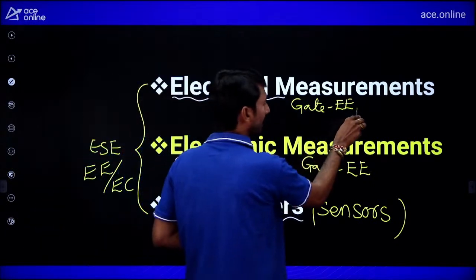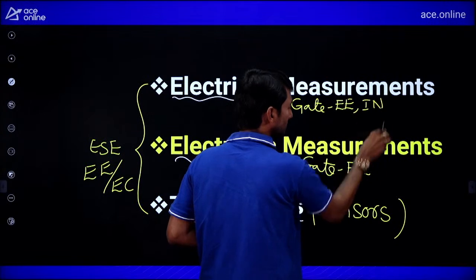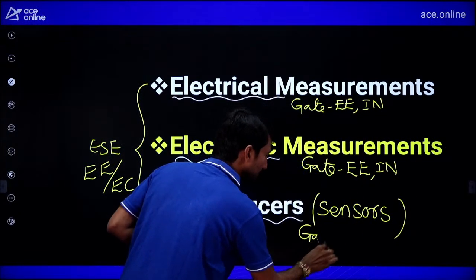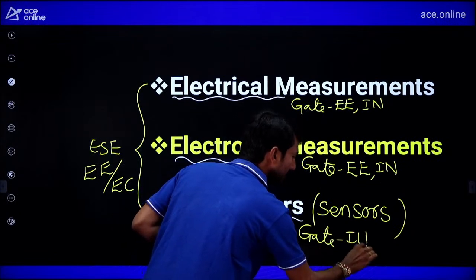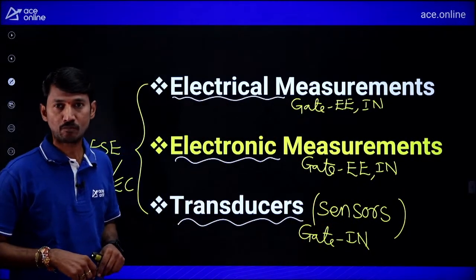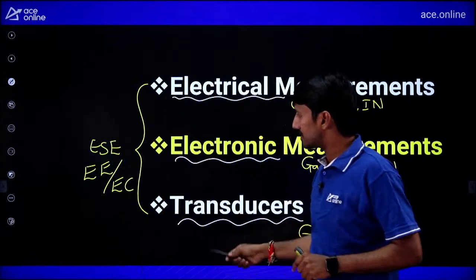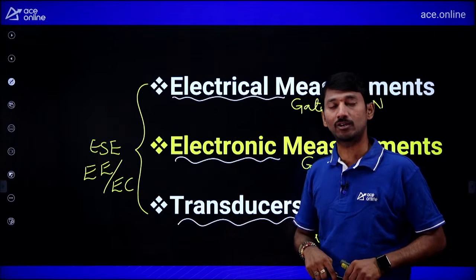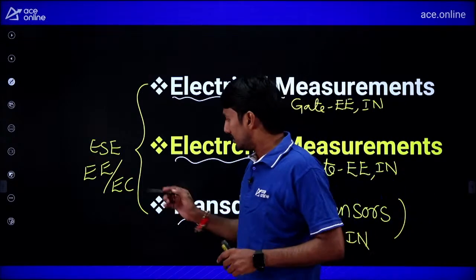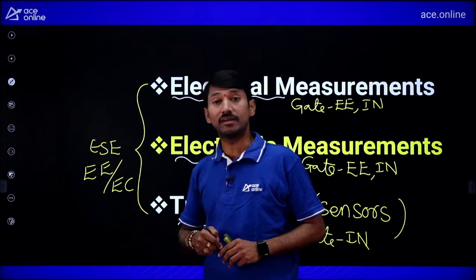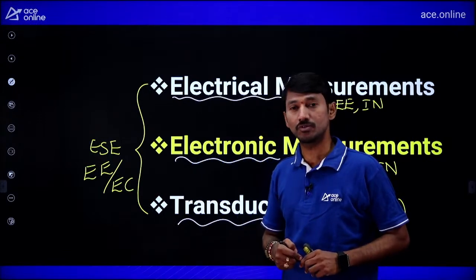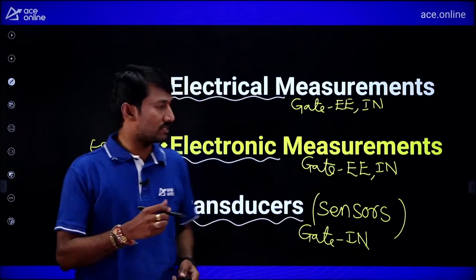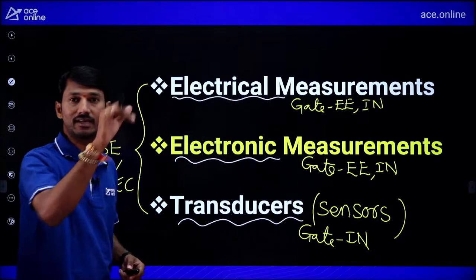So GATE electrical and GATE instrumentation, GATE IN, is given as a separate subject. And all three parts are available in the engineering services examination for electrical and electronics people. This electronics paper can be written by instrumentation students also, so ECE and IN also come into the picture. So this is the simple part-by-part entire syllabus.